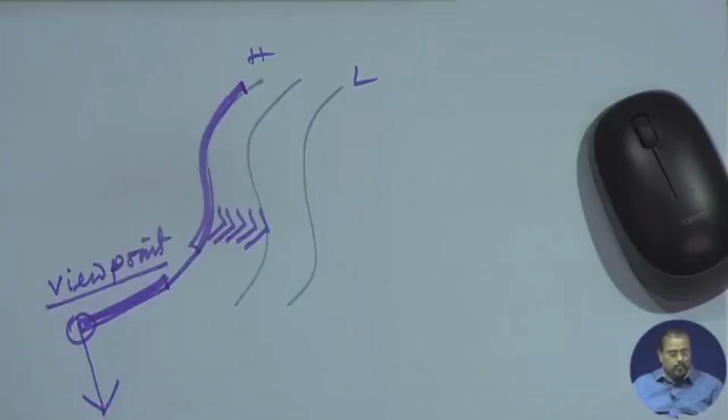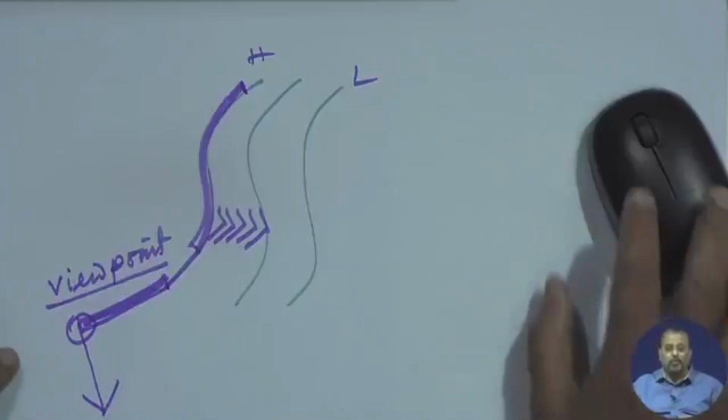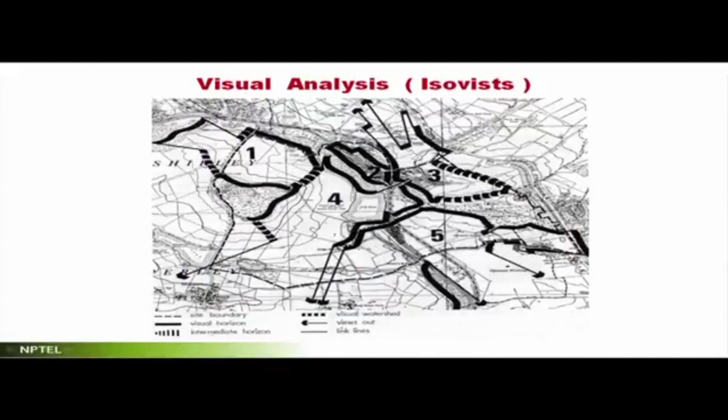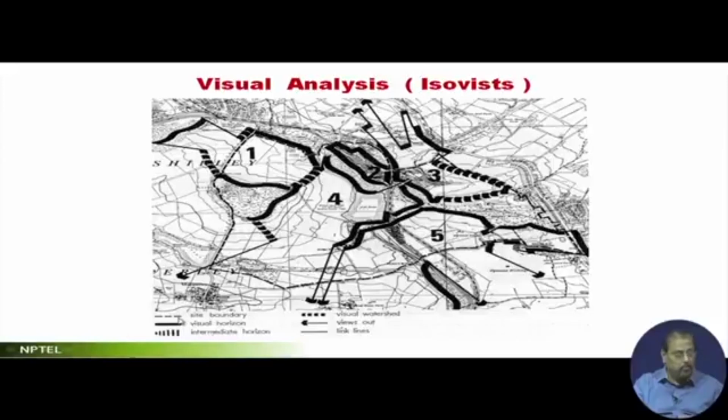You have the side boundary. Look at this map now. I am again relating this. You have a side boundary, naturally, in any drawing that we will have. Okay. Then you have the visual horizon, you have the visual intermediate horizon, I will tell you, but you have the visual watershed, you have the views out, and you have the link lines.